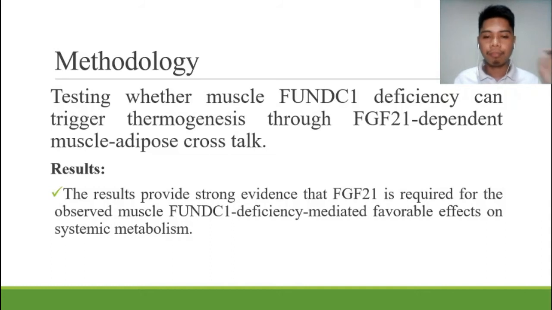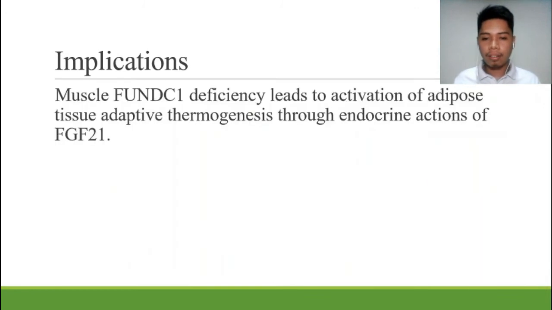So during the conduct of tests where the mice models were subjected to high-fat diet, there was an increase in FGF21. So this substance contributed to the FANC1 deficiency mediated favorable effects in regulating the metabolic homeostasis. So taking all these together, muscle FANC1 deficiency leads to activation of adipose tissue adaptive thermogenesis through endocrine actions of FGF21. So what is thermogenesis? This is a temperature increase in the body. So meaning during the deficiency of FANC1, there was also an increase in temperature among the mice models.